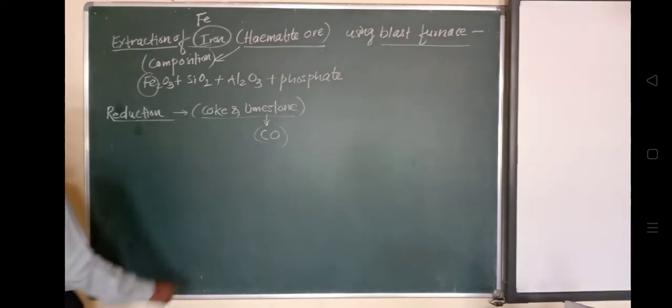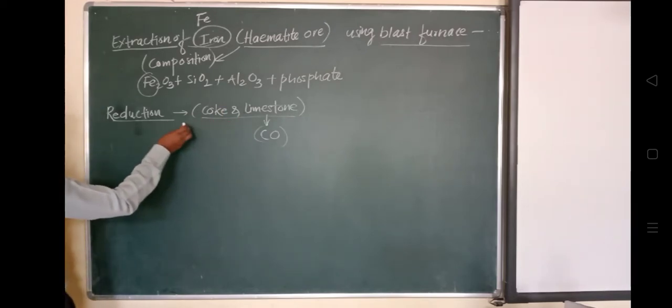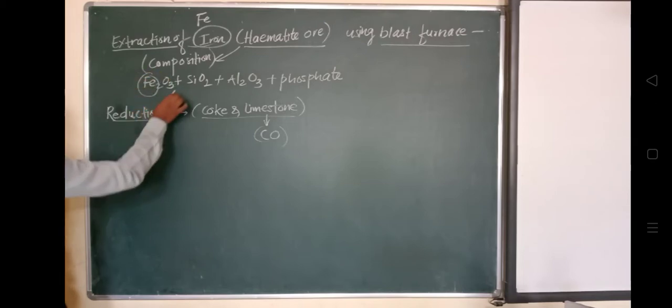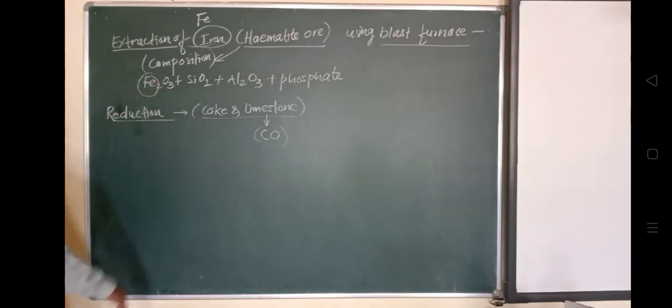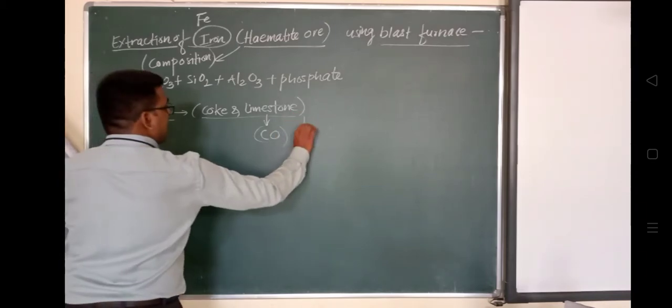तो ये दोनों, ये कोक और लाइमस्टोन, ये दोनों क्या करेंगे? रिड्यूस करेंगे. किसको? Fe2O3 को Fe में रिड्यूस करेंगे और we will get the metallic iron. This is called the reduction process. So limestone acts as a flux. Limestone will act as a flux here.